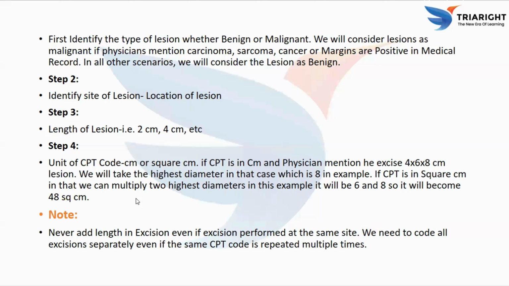Never add the sizes together in excision coding. Even if it's a multiple excision at the same site, each excision is coded separately. For example, a 2 centimeter lesion excised and another 3 centimeter lesion excised in the same body area. Do not code as 5 centimeters here. You have to code 2 separate excision codes for 2 separate lesions.